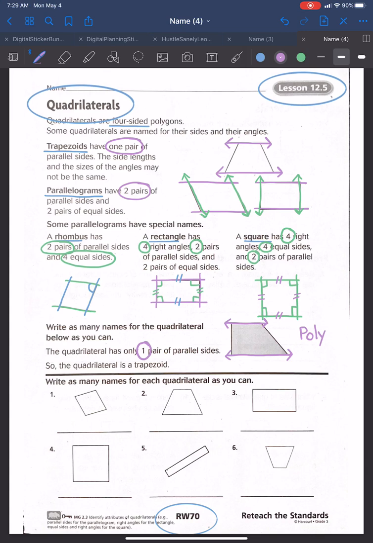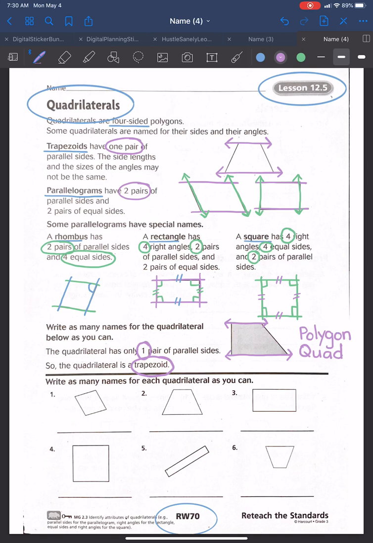It is closed. It has sides and angles, and it's a 2D shape, so we know it's a polygon. We also know that it's a quadrilateral because it has, that's right, 4 sides. And we also know that it's a trapezoid because a trapezoid has 1 pair of parallel sides. Okay, does that make sense?